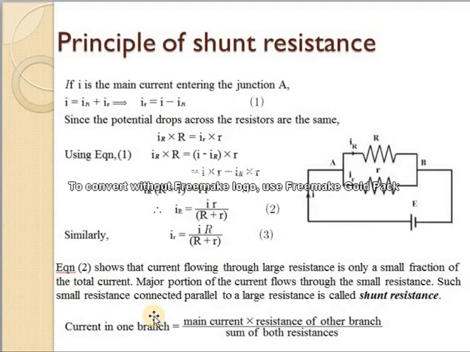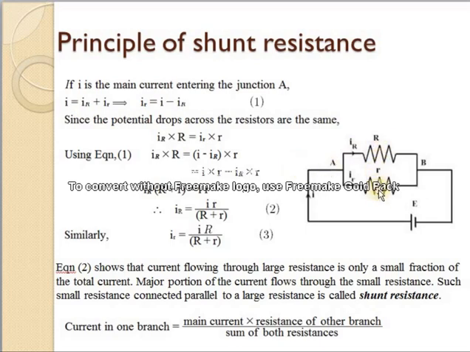Suppose we have two resistors. One is the larger resistance, capital R, and small r is the very small resistance, which is connected parallel to the capital R. And I is the current which is entering the junction A and splits into two. The current through capital R is taken as I capital R and the current through small r is taken as I small r. Okay. So we can write I is equal to I capital R plus I small r.